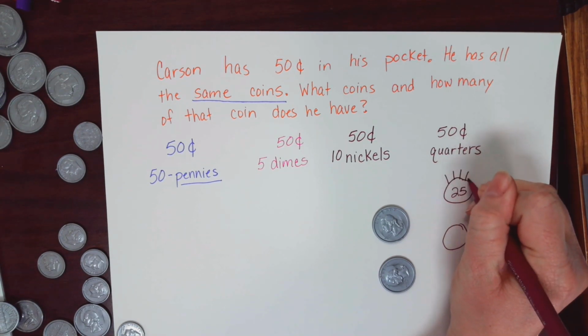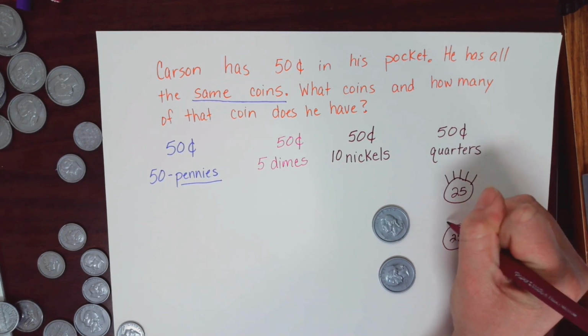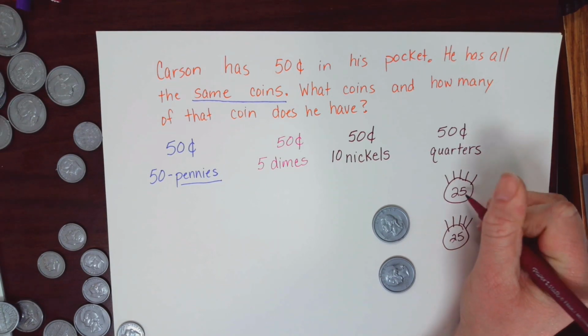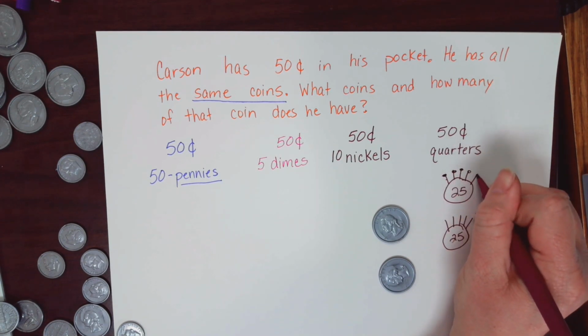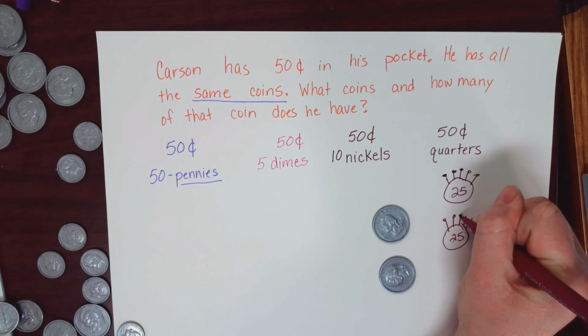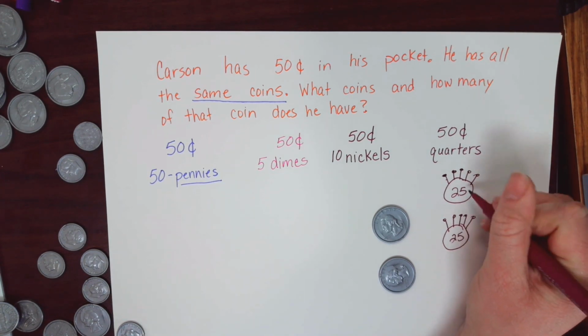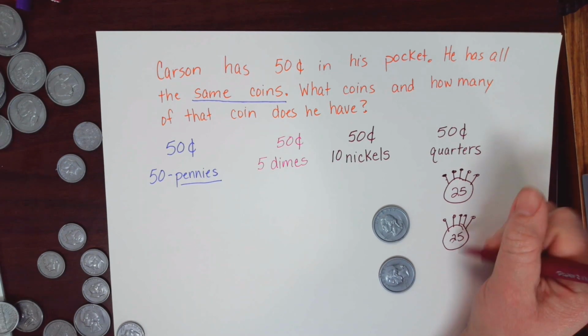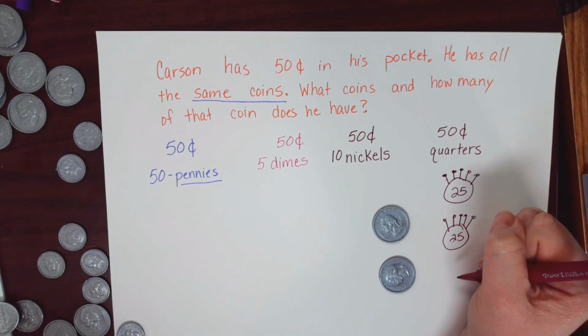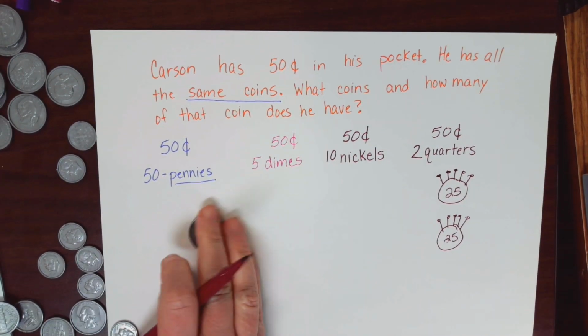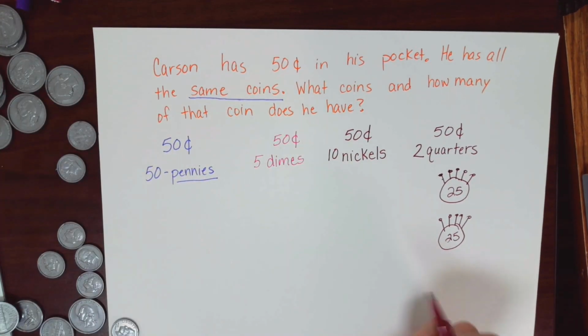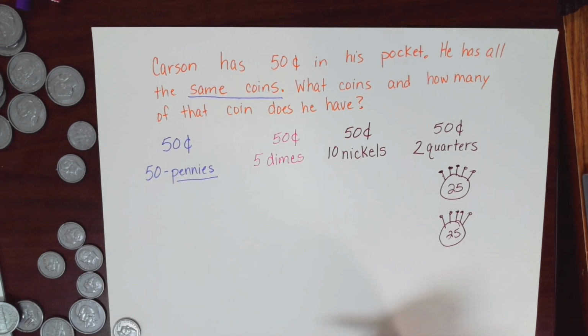5, 10, 15, 20, 25. And then 25 in this one. 5, 10, 15, 20, 25. So I can count 5, 10, 15, 20, 25, 30, 35, 40, 45, 50. And that's only if you know that you don't know 25 plus 25 is 50. So that means 2 quarters also equal 50 cents. So therefore, our brain teaser has all of these answers. And if you didn't get them all, Miss Haycraft got you again.